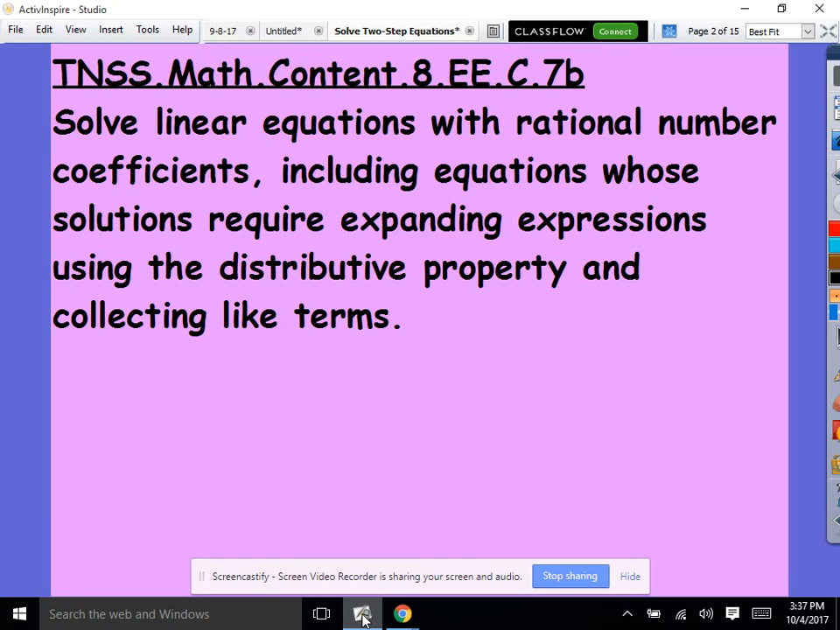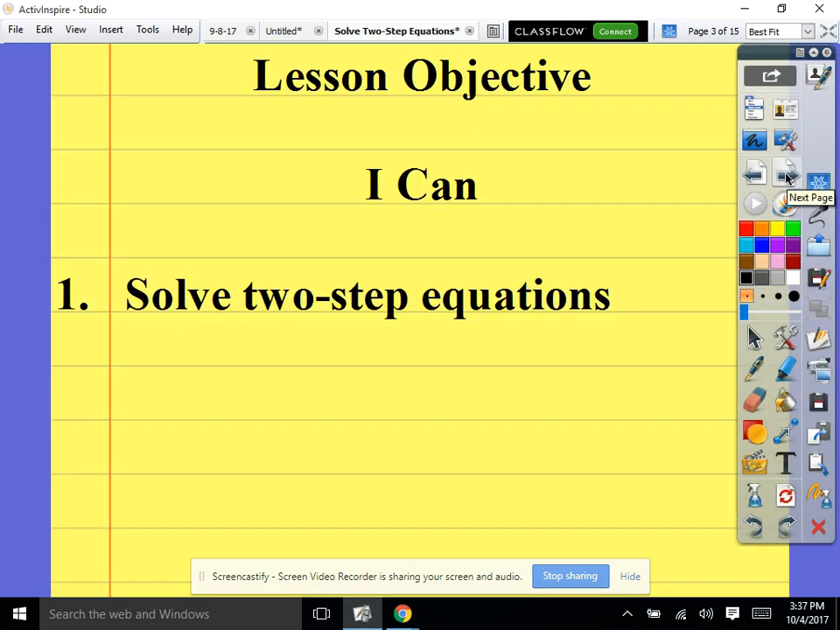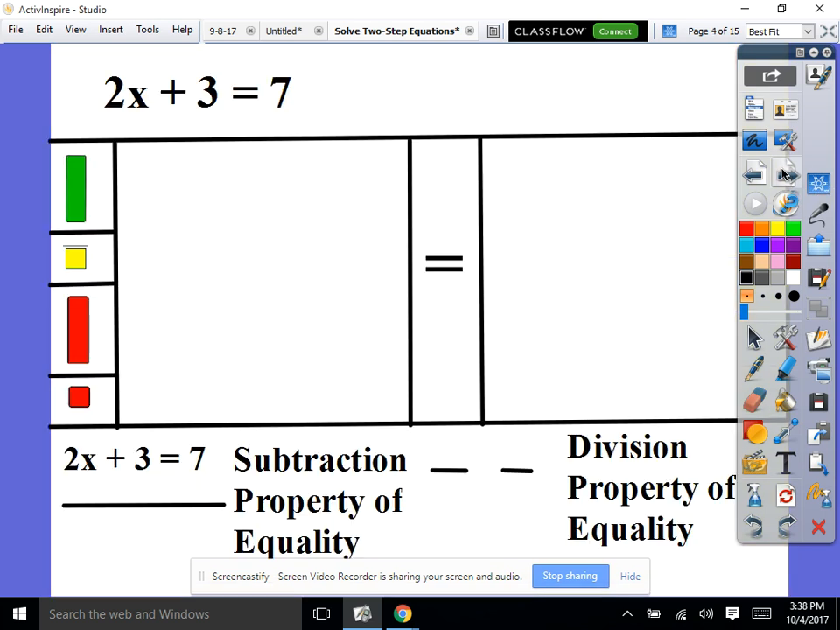Our Tennessee state standard today is to solve linear equations with rational number coefficients, including equations whose solutions require expanding expressions using the distributive property and collecting like terms. Last week we looked at solving one-step equations. Today we're going to look at solving two-step equations. So your lesson objective: I am learning to solve two-step equations. We'll need to pause and write that down.